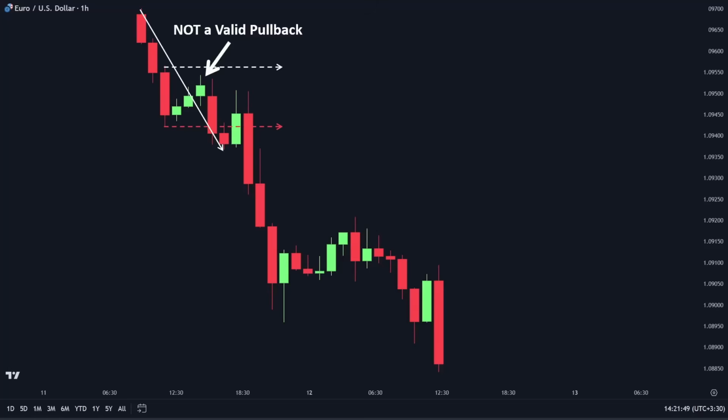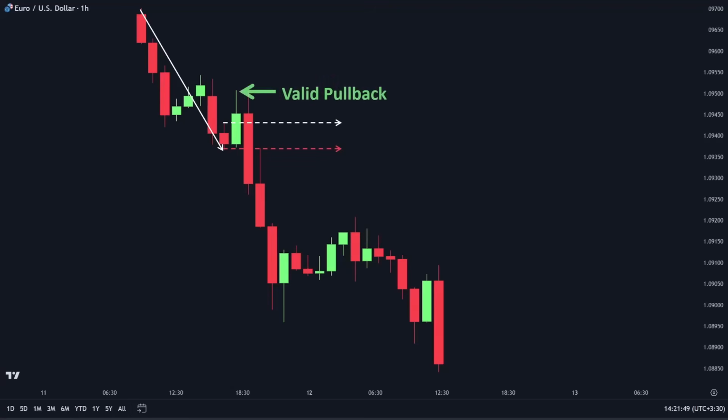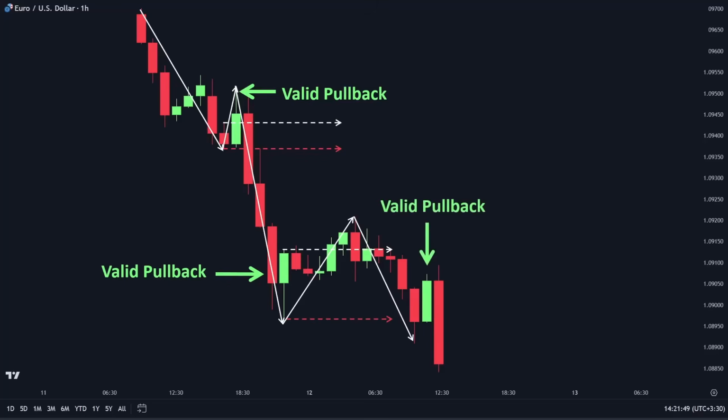For a pullback to be valid, price needs to break or sweep the high of the last candle before the pause. A little further on the chart, price breaks that high, giving us our first valid pullback. We see the same thing again. Price breaks the high of the candle before the next pause, another valid pullback. The third valid pullback forms when a bullish engulfing candle breaks the previous candle's high, confirming structure.